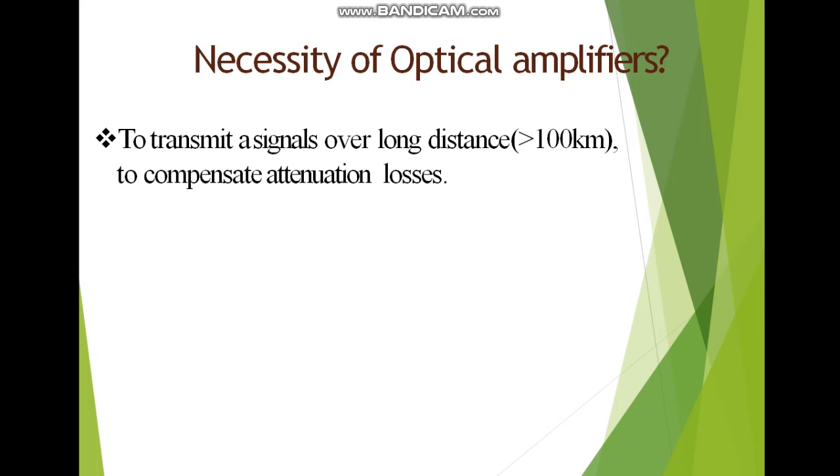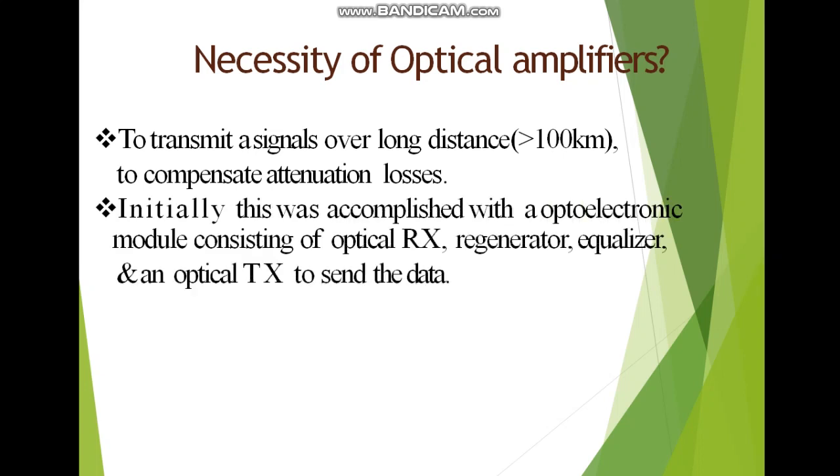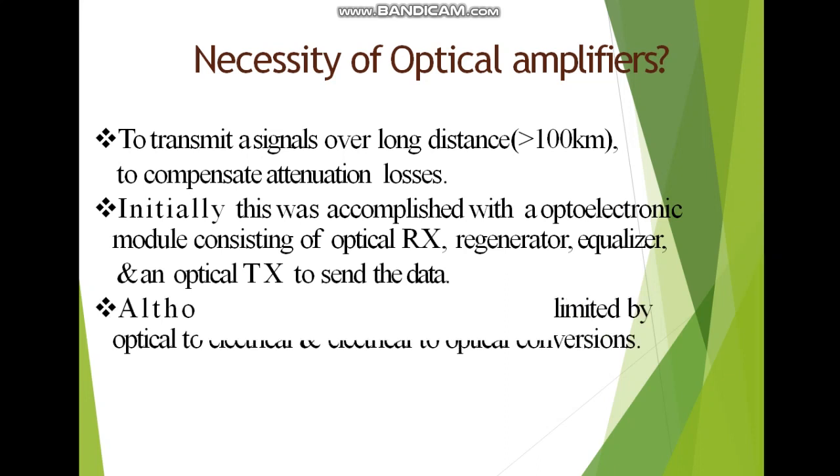Second, initially this was accomplished with an optoelectronic module consisting of an optical receiver, regenerator and equalizer, and an optical transmitter to send the data. So initially when optical fiber communication started, instead of amplifiers, we used regenerators and equalizers to transmit and receive the signal. But functionally, this arrangement is limited by optical to electrical and electrical to optical conversions. Regenerators are not the proper solution because a regenerator converts the optical signal to an electrical signal, cleans it up and converts it back into an optical signal for onward transmission.